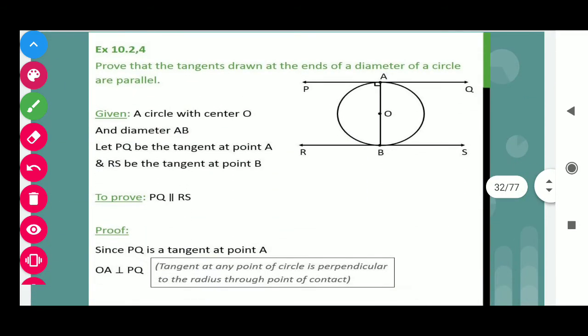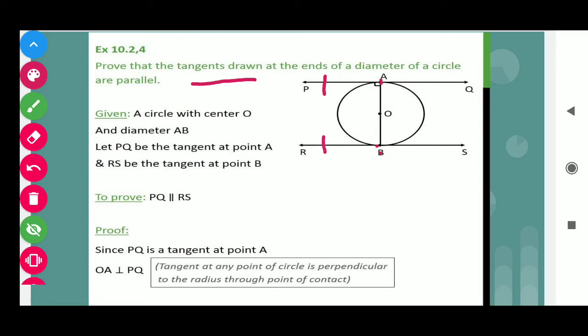Now students, let's start exercise 10.2 and question number 4. Prove that the tangents drawn at the ends of a diameter of a circle are parallel. You can see here at A point PQ is tangent and at B point RS is tangent. We need to prove that tangents drawn at the ends of a diameter, AB is the diameter of the circle, and we need to prove that PQ is parallel to RS.